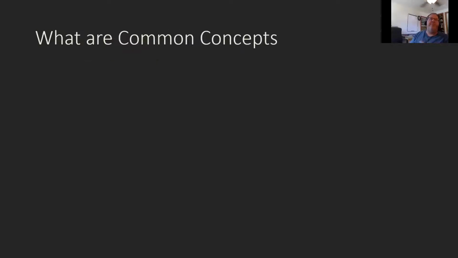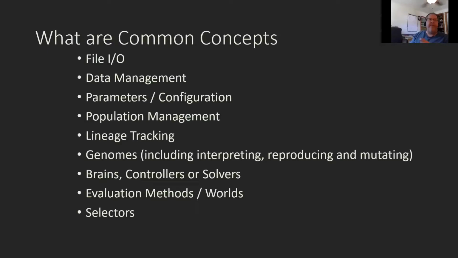So what do I mean by a common concept? File I/O, data management, parameters, configuration, population management, lineage tracking, a concept of genomes, some sort of heritable, mutable data, brains or controllers or solvers, depending on what community you're part of, evaluation methods or worlds, selection methods. These are all common concepts in digital evolution research.